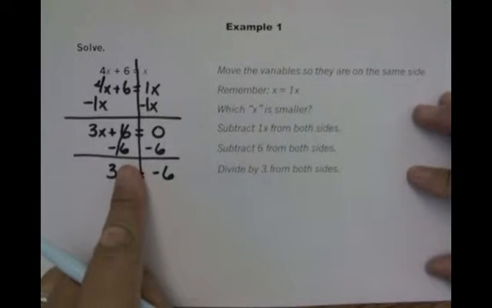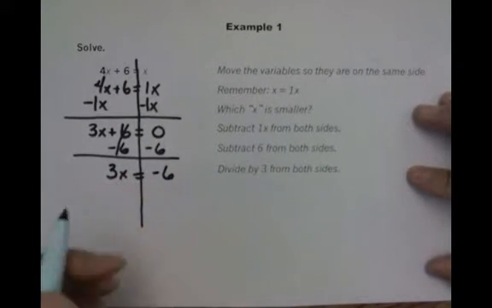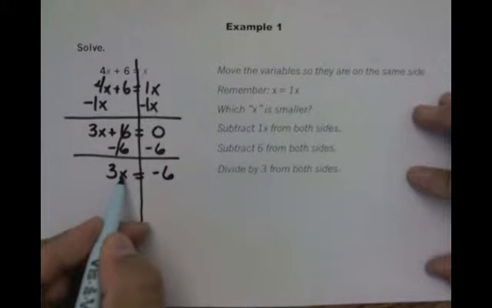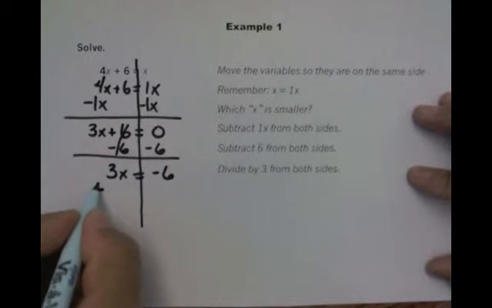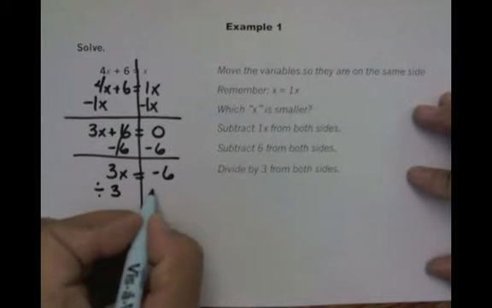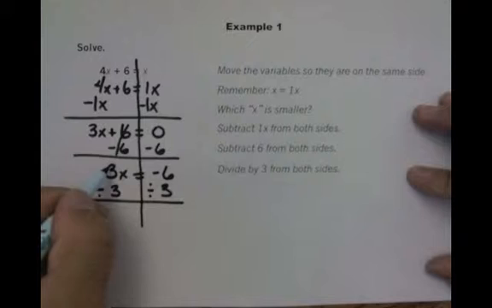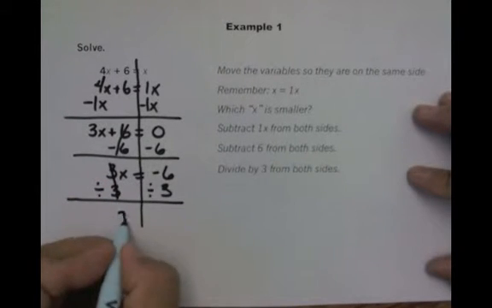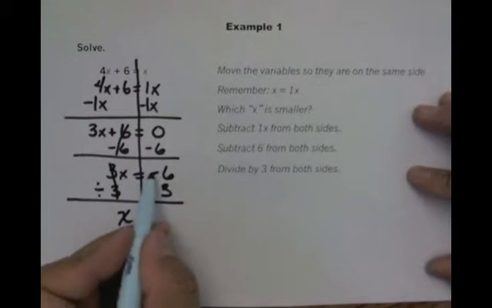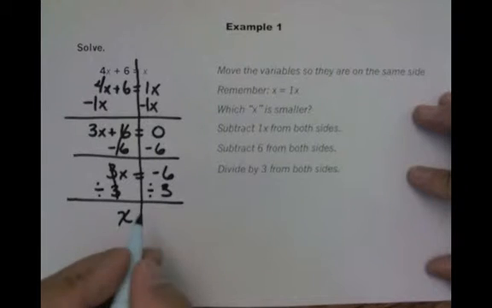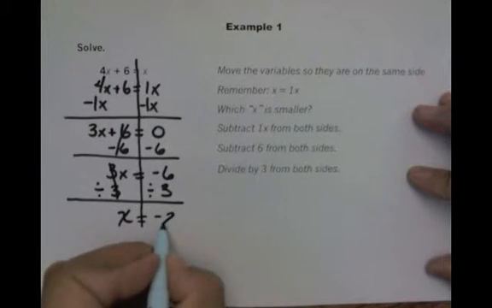Cover the x again. Get rid of the 3. Remember, a number next to a letter is multiplication. So I have to do the opposite, which is division. And whatever I do to one side, I do to the other. 3 divided by 3 cancels out, leaves me x. And negative 6 divided by 3 is negative 2.